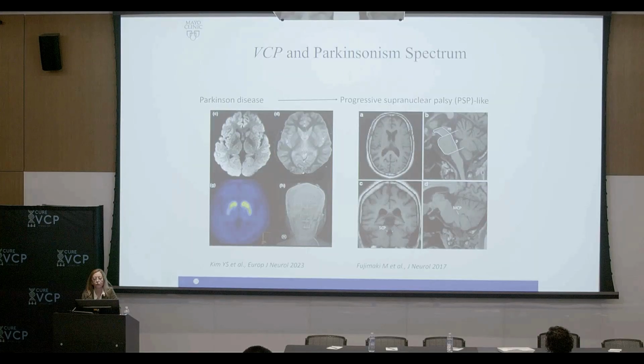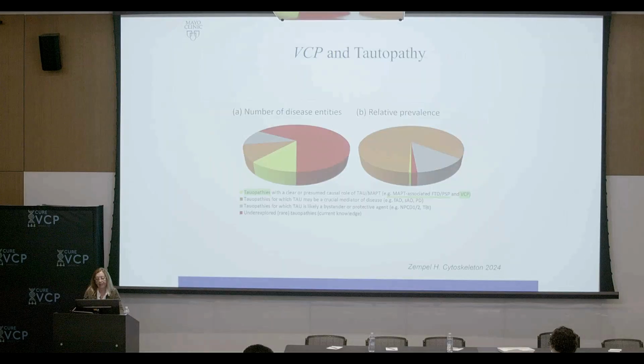But contrary to true progressive supranuclear palsy, this patient did not have the pontine atrophy, which is a feature of PSP. Now, when we think about PSP, such disease is categorized as a tauopathy. And it is of interest that this article recently published by Zempel links VCP to tauopathy. Some of the true tauopathies are related to mutations in this gene called MAPT. So I'm sure you're familiar with it.